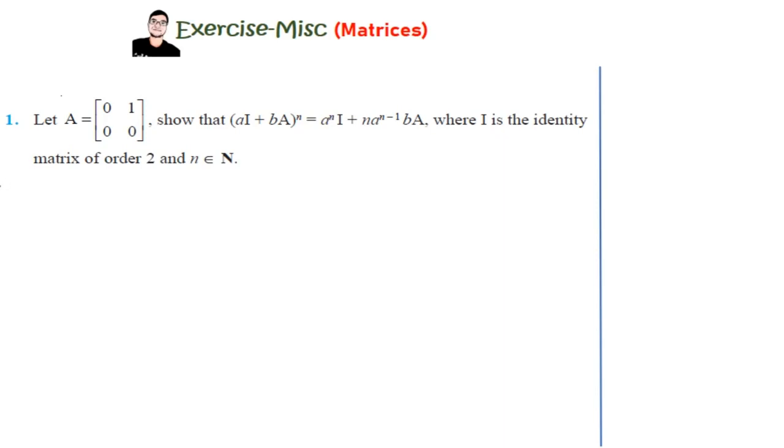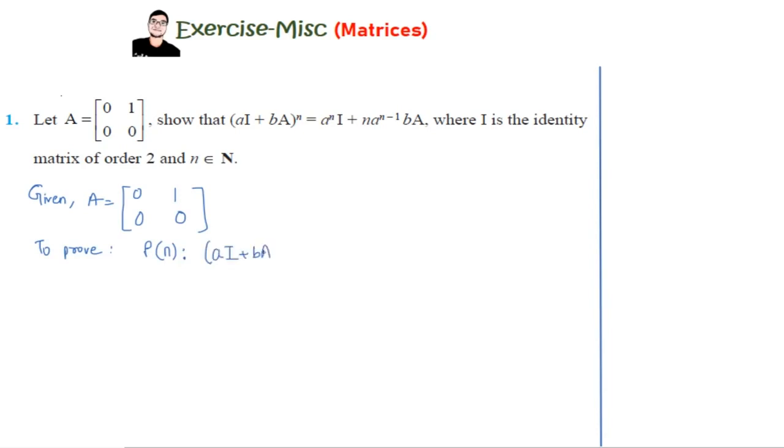Alright, so let us start with the given data. Given A = [[0, 1], [0, 0]]. Now to prove, let us assume a statement P(n) like this, such that (aI + bA)^n = a^n I + n a^(n-1) bA. Let us assume this statement to be proven as P(n).